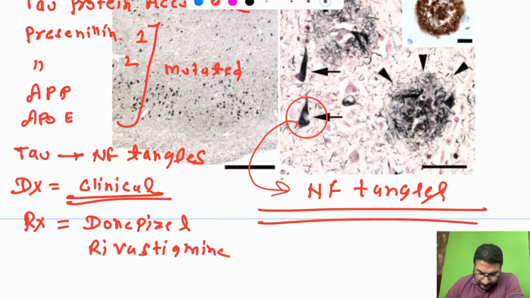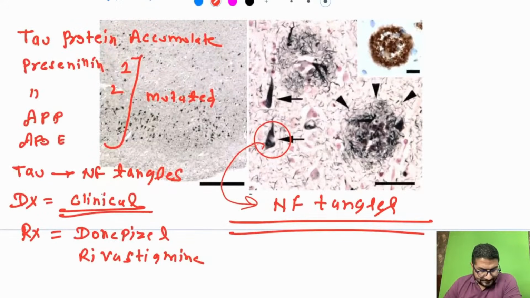So these are the MCQs which they ask on Alzheimer. Done. Okay, moving to the next topic which is called meningitis.